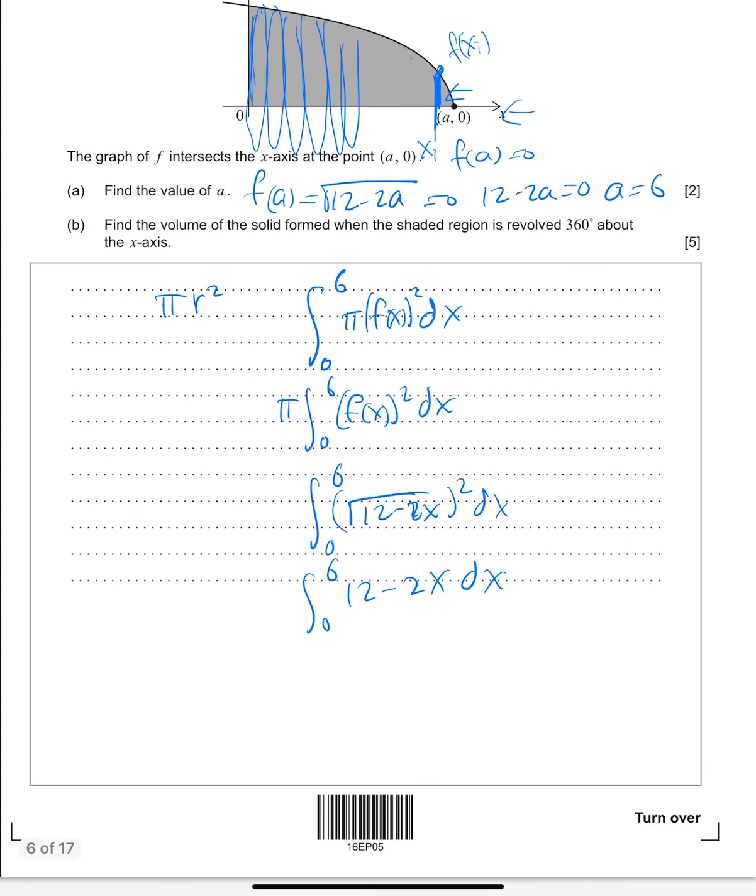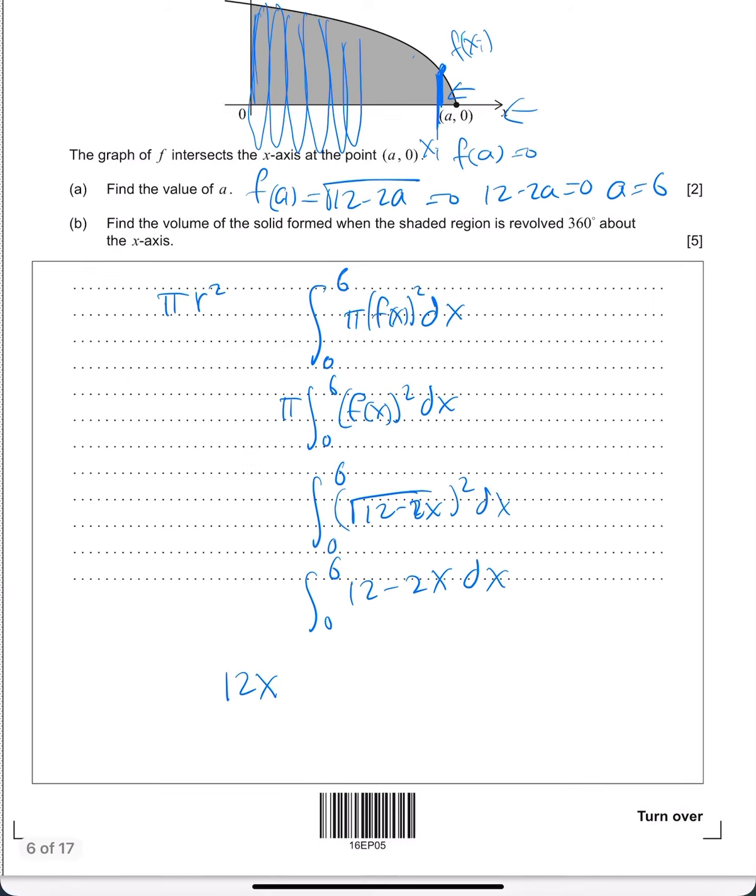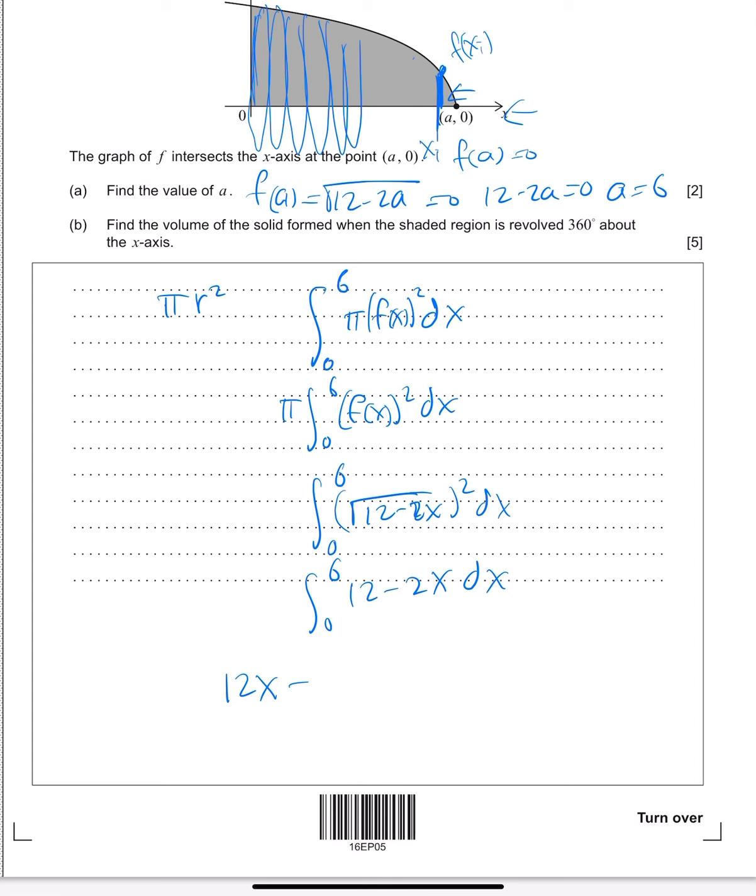The integral of 12 is 12x. And the integral of 2x is what? You should know this one. x to the power of 2. It's x squared. Very good. Put a little stick there, from 0 to 6. And this is equal to f of b minus f of a, so this is equal to 12 times 6 minus 6 squared, minus 12 times 0 minus 0, that's just 0, so we don't care.